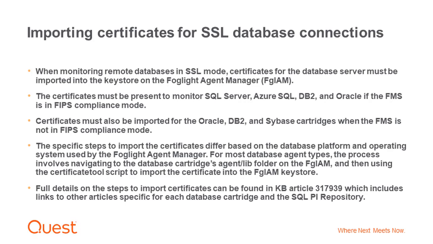Certificates must also be imported for the Oracle, DB2, and Sybase cartridges when the FMS is not in FIPS compliance mode. The specific steps to import the certificates differ based on the database platform and operating system used by the Foglight Agent Manager. For most database agent types, the process involves navigating to the database cartridge's agent lib folder on the FglAM, and then using the certificate tool script to import the certificate into the FglAM's key store.